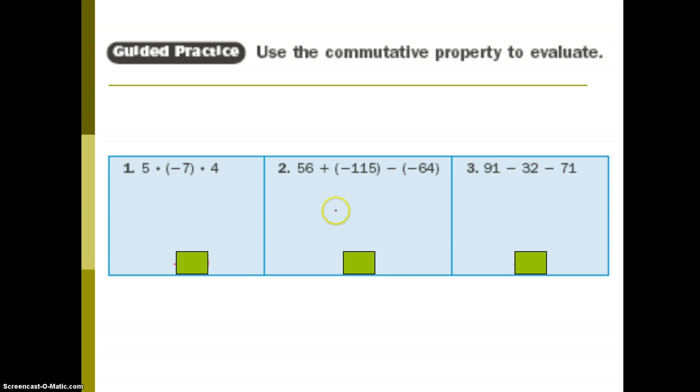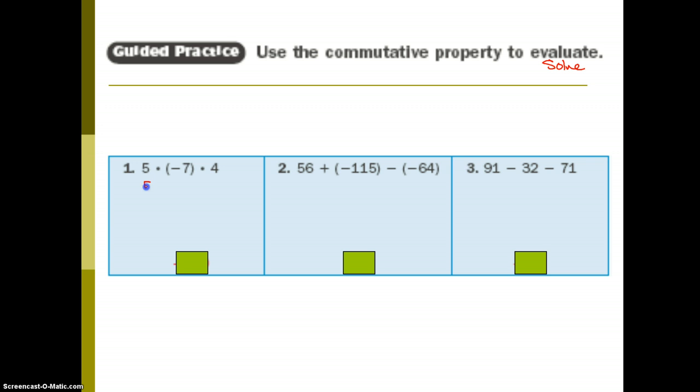Use the commutative property to evaluate 1, 2, and 3. That means to solve the problem. That means I want to rearrange the numbers so that the first thing you add or multiply ends in a 0. Pause the video at this time.